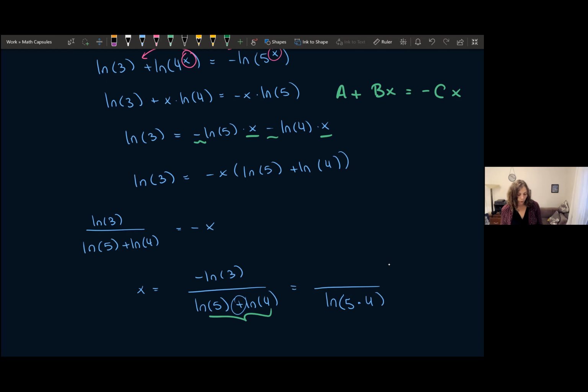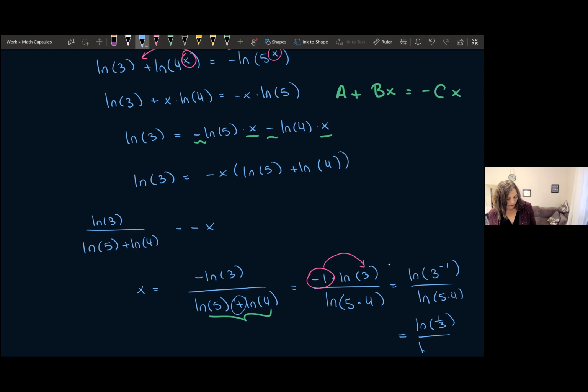In the numerator, it's actually nicer to leave it as negative ln of 3, but just for the practice, I'm going to point out that negative ln of 3 is the same thing as negative 1 times ln of 3, which means I have a multiplication out in front of the logarithm. I'm allowed to bring that inside as an exponent. So if you wanted to, you could rewrite the numerator as ln of 3 to the power of -1. Finally, if I just calculate those things out, 3 to the -1 is 1/3. 5 times 4 is 20. So here's another way to write the answer that's equally correct.